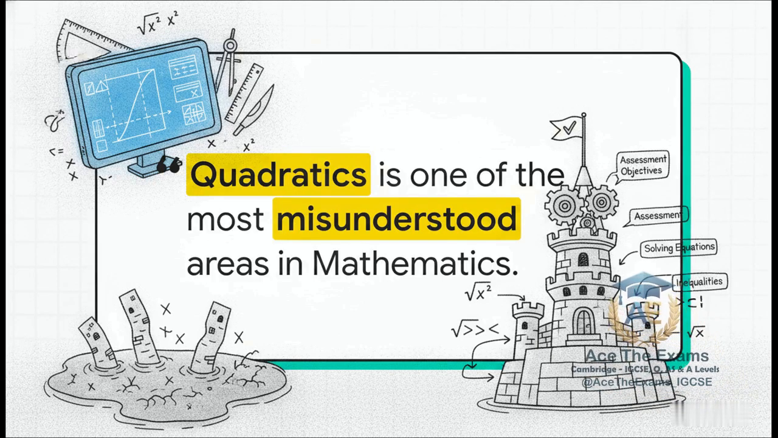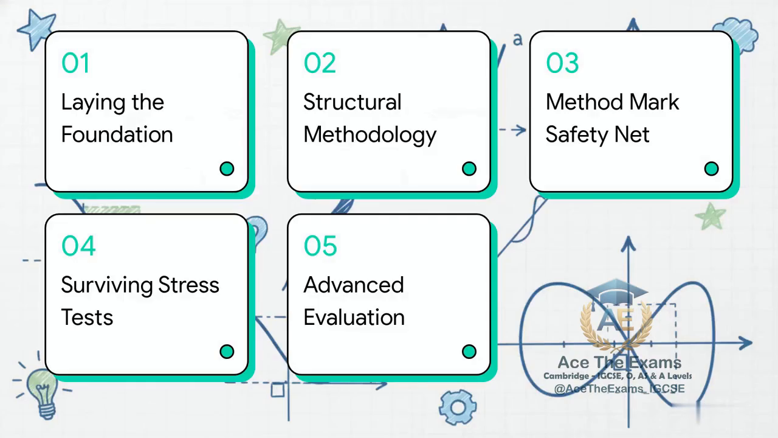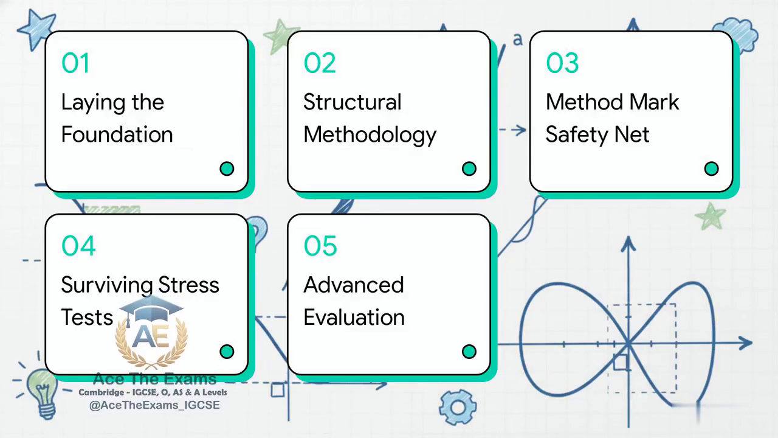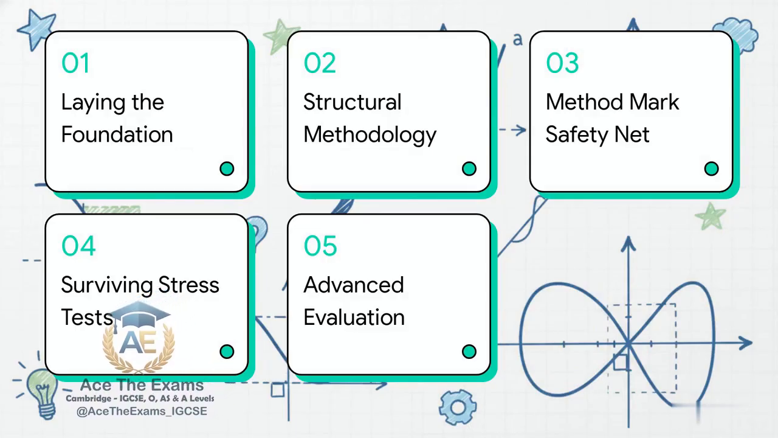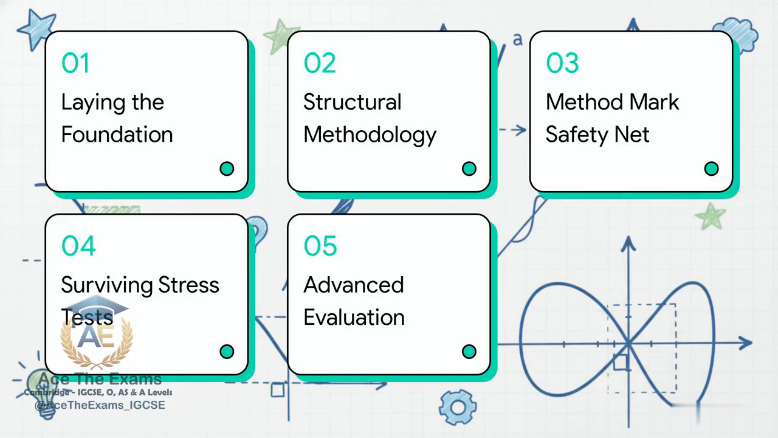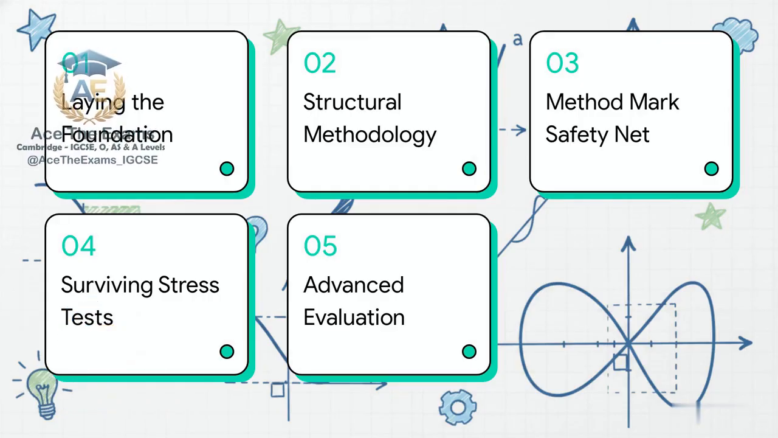We are going to isolate the exact building regulations and the specific assessment objectives that the Cambridge examiners strictly enforce. Here is our master blueprint for today's structural upgrade. Step 1, laying the quadratic foundation. Step 2, the structural methodology. Step 3, the method mark safety net. Step 4, surviving those examiner stress tests. And finally, Step 5, advanced architectural evaluation.